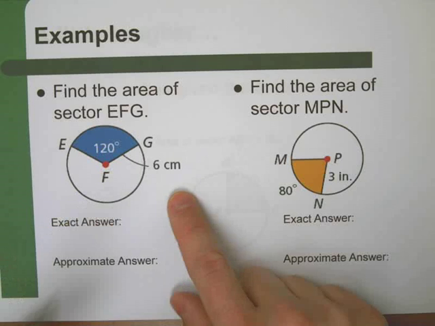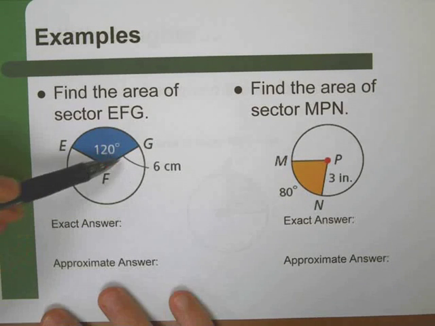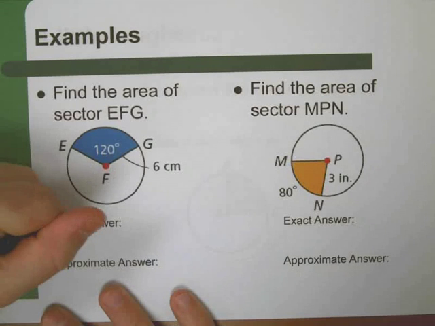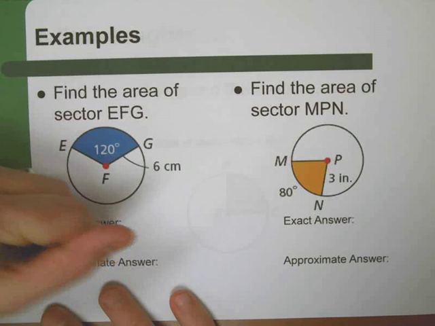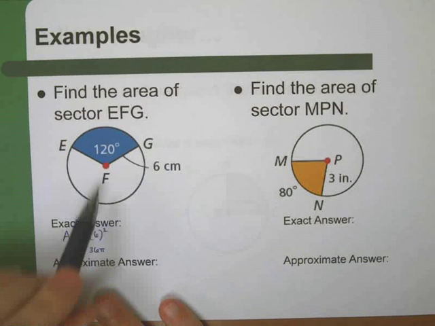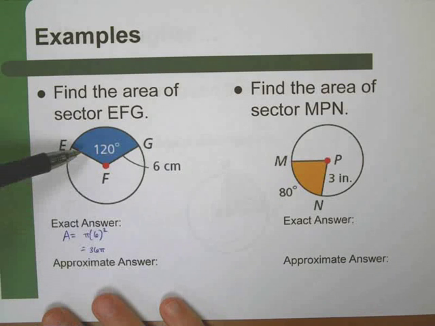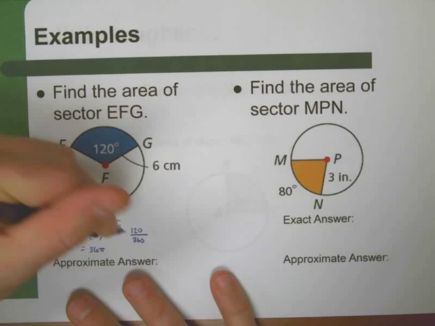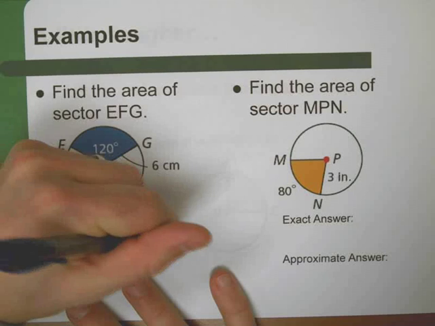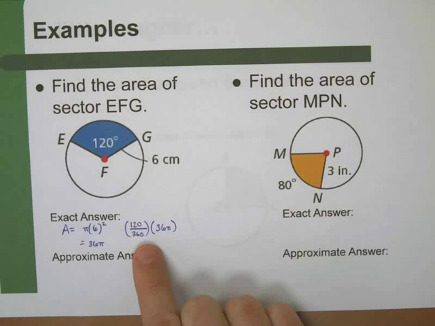Find the area of sector EFG, for example. Well, here's what I know. If that was a full circle with a radius of 6, the full area would be pi times 6 squared, which would be 36 pi. But I didn't travel the whole circle, so I don't want to know what the whole area is. I want to know what a portion of the area is. So I'm going to take that 36 pi. I know that I went 120 out of the 360 degrees. So if I take 120 out of 360 and multiply it by the 36 pi, that should give me the area of just the blue piece.